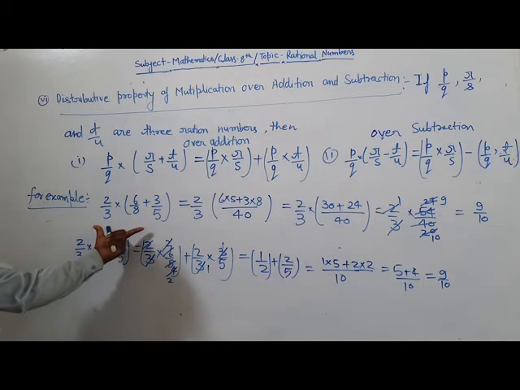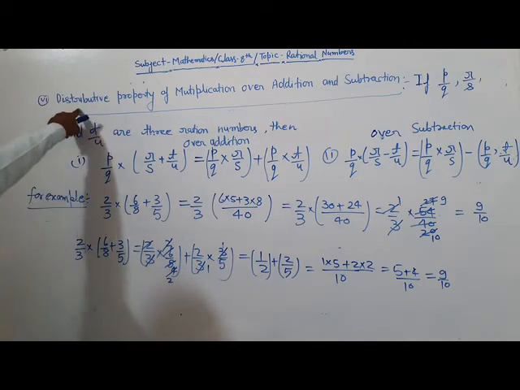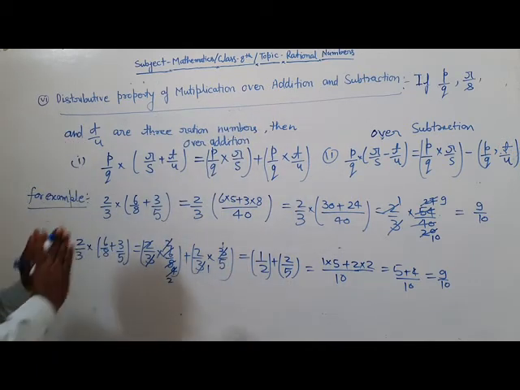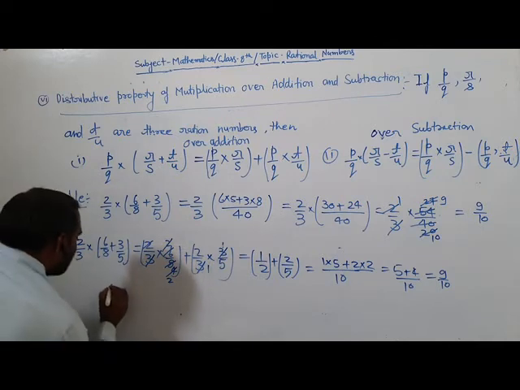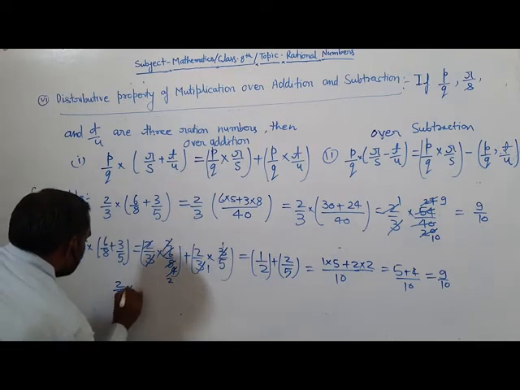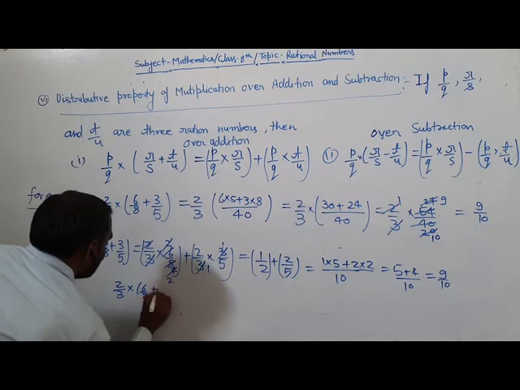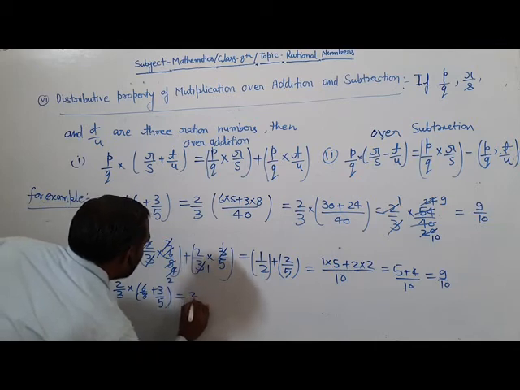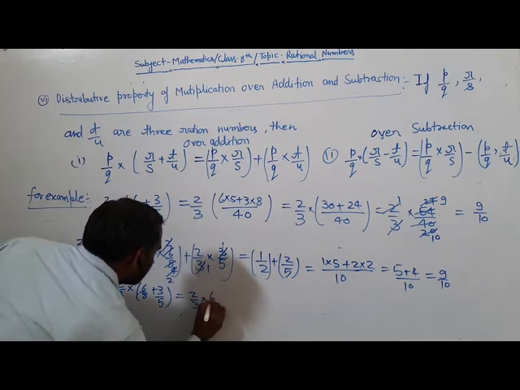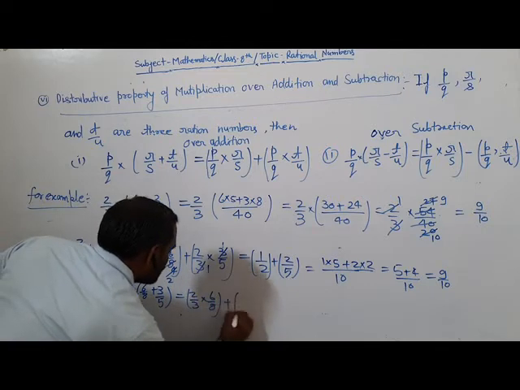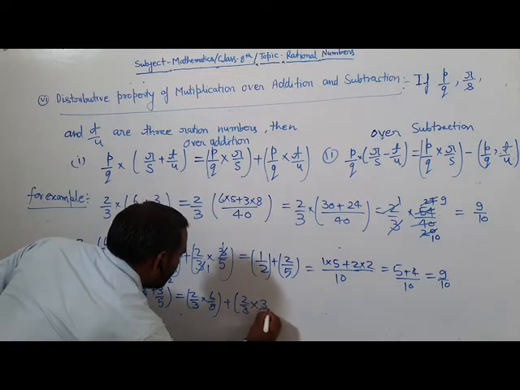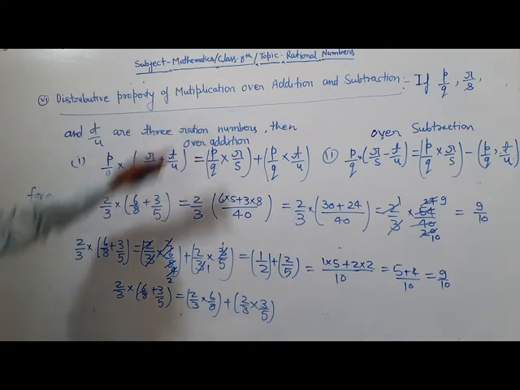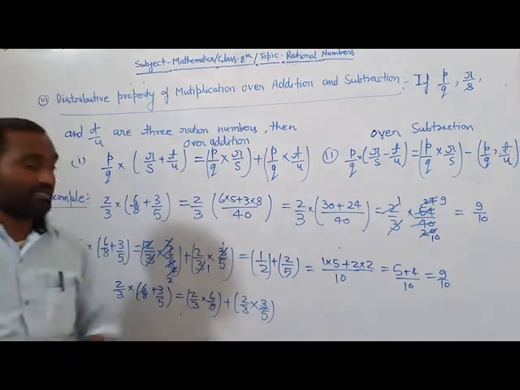When we apply the distributive property of multiplication over addition, the answer of both sides is equal. So we can write 2 by 3 into (6 by 8 plus 3 by 5) is equal to 2 by 3 into 6 by 8 plus 2 by 3 into 3 by 5. This is the distributive property of multiplication over addition.